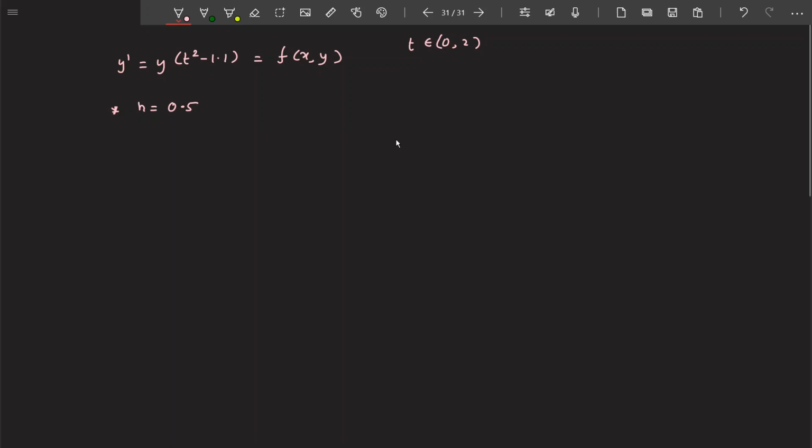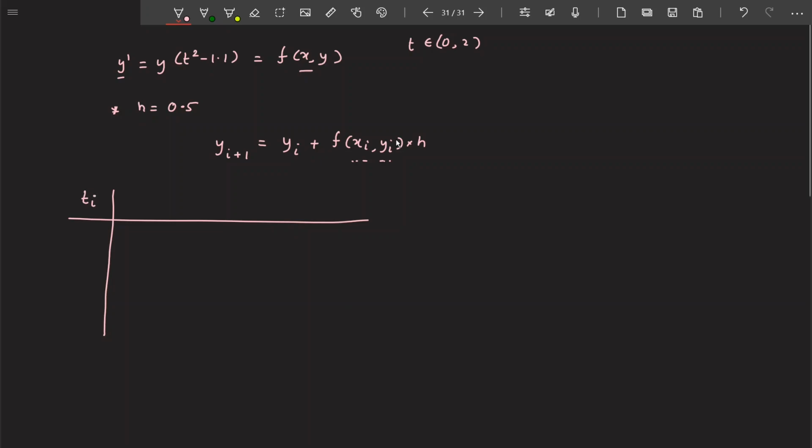Again, what is the formula for Euler's method? New value is equal to old value plus the slope times h, where the slope is f(xi, yi). I think everything is known, but the only thing we have to find out is the slope. There are many methods to do this, but what I will follow here is a tabular approach. The first variable I'll say is ti.